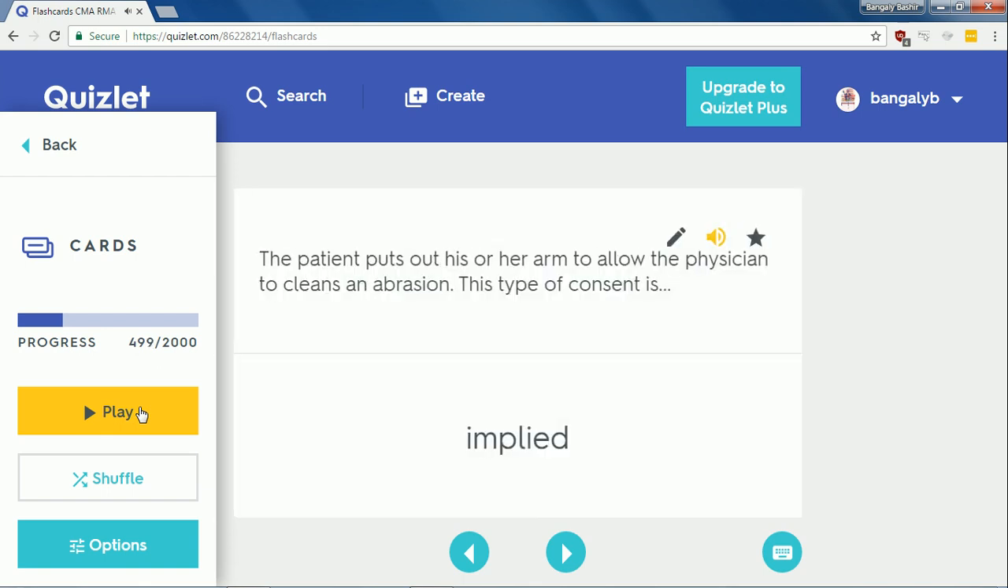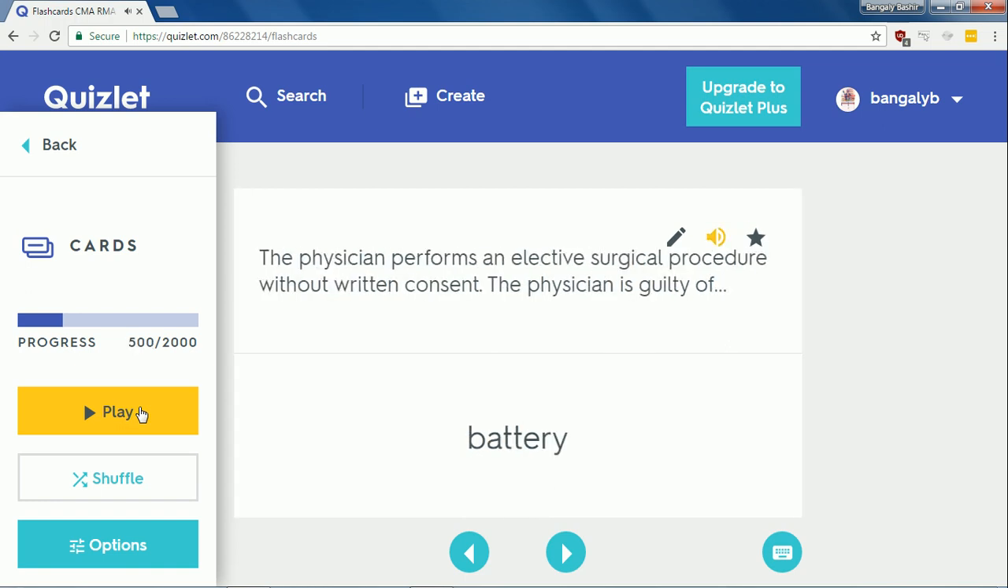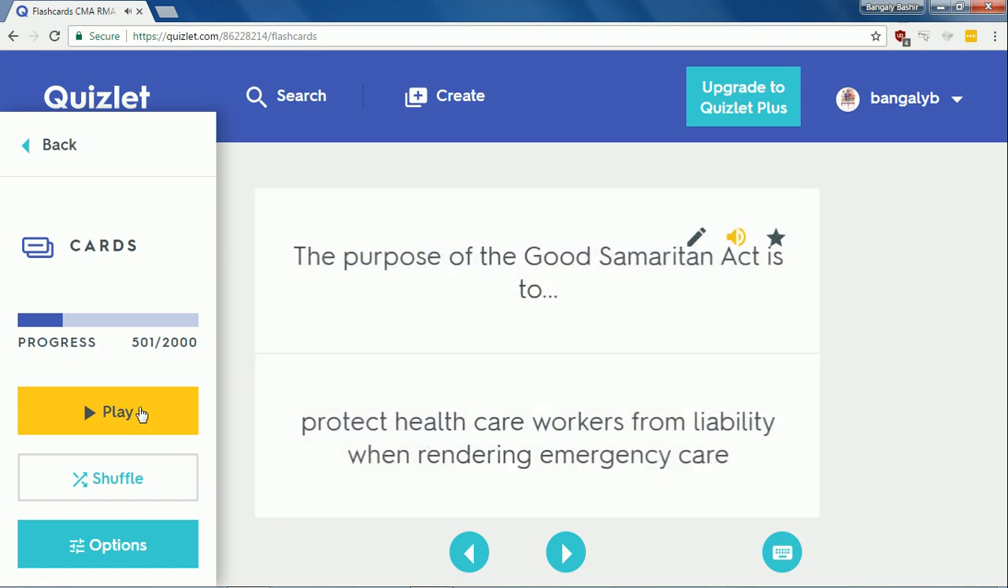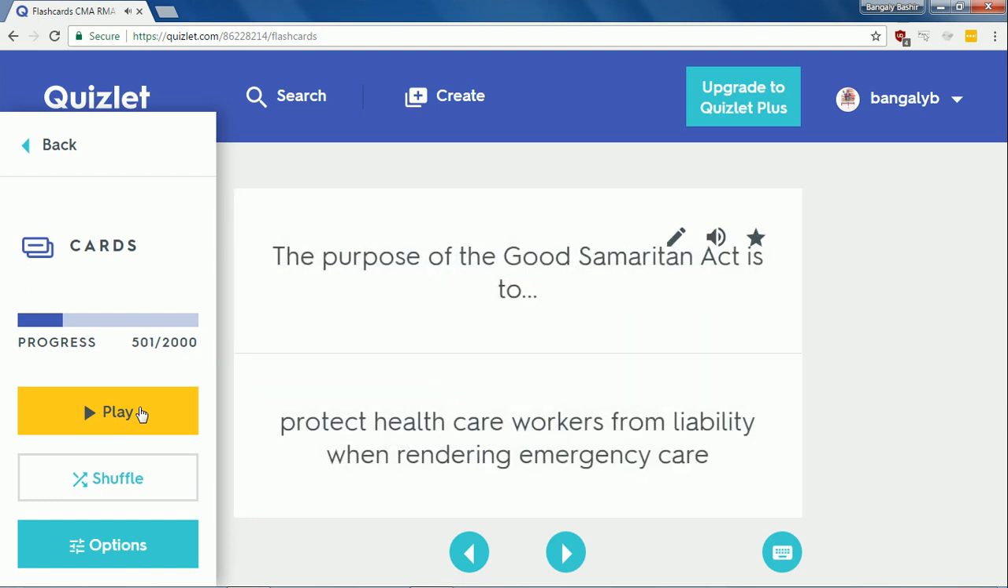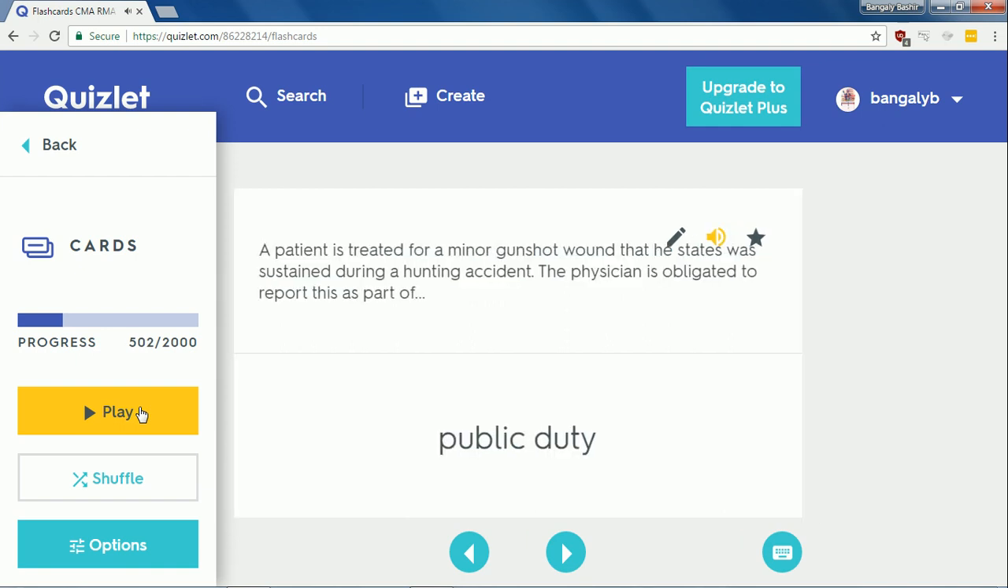The patient puts out his or her arm to allow the physician to cleanse an abrasion. This type of consent is implied. The physician performs an elective surgical procedure without written consent. The physician is guilty of battery. The purpose of the Good Samaritan Act is to protect healthcare workers from liability when rendering emergency care. A patient is treated for a minor gunshot wound that he states was sustained during a hunting accident. The physician is obligated to report this as part of public duty.